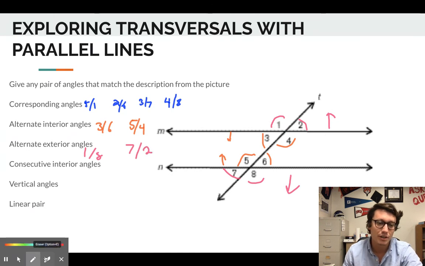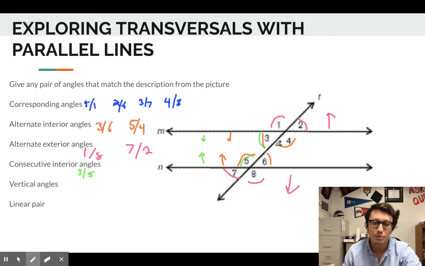Consecutive interior. Running out of colors here, but consecutive interior. Interior means inside. We see that 3 and 5 are both to the left. So 3, 5 are examples, and we also see that 4 and 6 are examples.